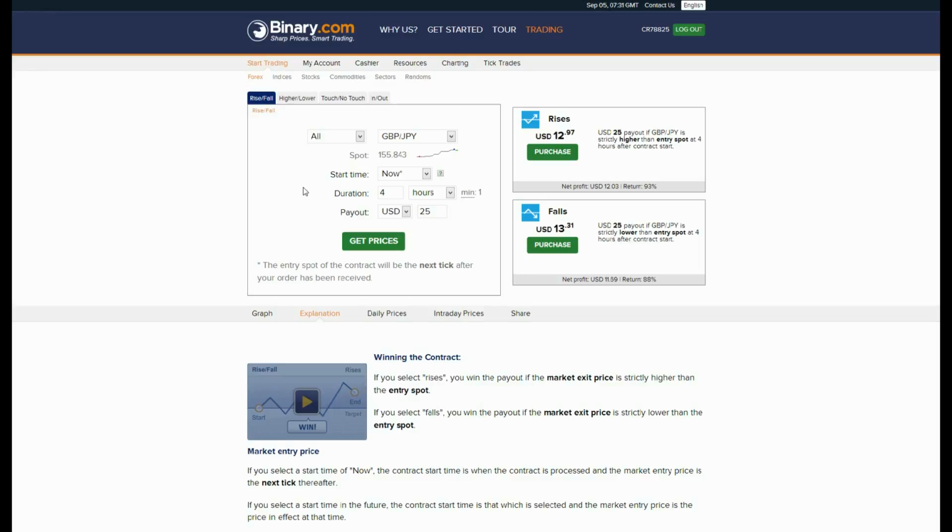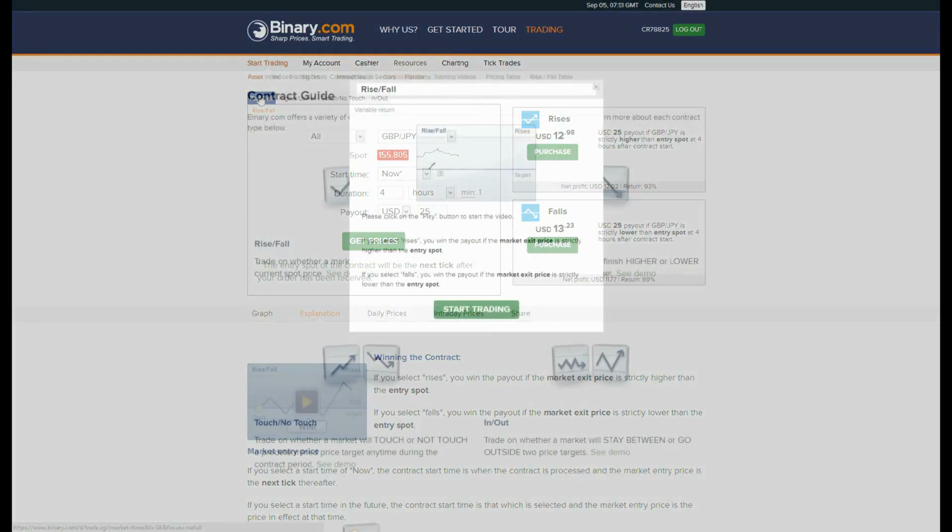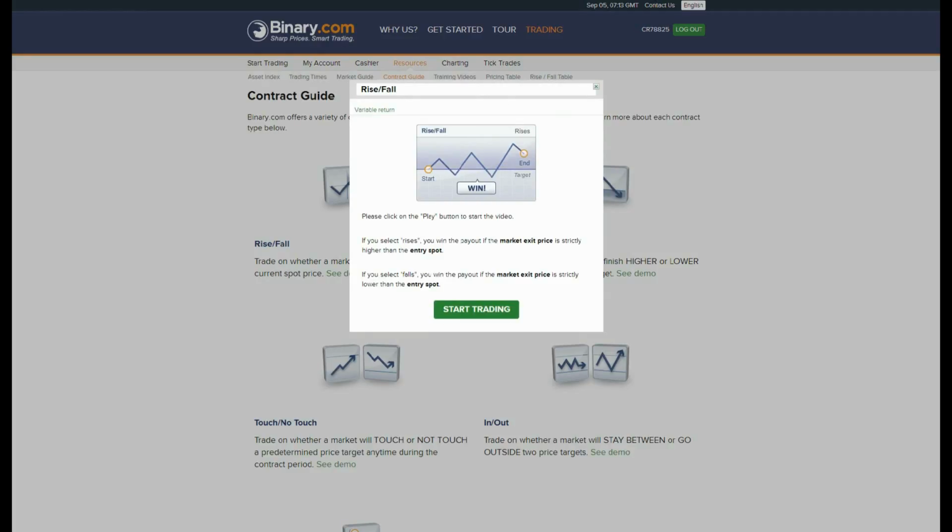The first type of trade we offer is the rise-fall trade. This involves choosing a start time and predicting whether the market selected will have a higher or a lower price at the close of your contract. If you select rises, you win the payout if the market exit price is strictly higher than the entry spot. If you select falls, you will win if the market exit price is strictly lower than the entry spot.